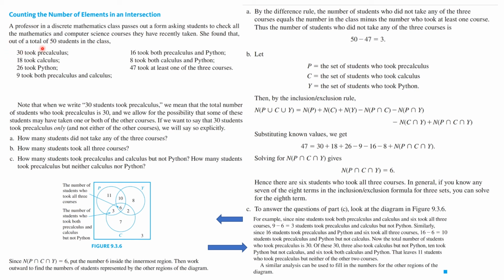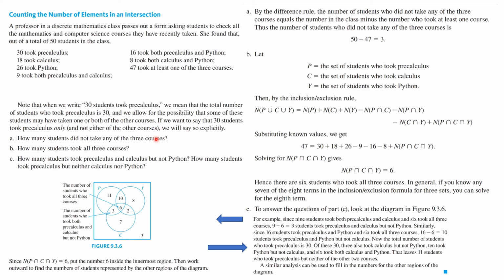She found out that out of a total of 50 students, 30 took pre-calculus, 18 took calculus, 26 took Python, 9 took both pre-calculus and calculus, 16 took both pre-calculus and Python, 8 took calculus and Python, and 47 took at least one of these 3 courses. Now we should note that when we write 30 students took pre-calculus, that means the total number of students who took pre-calculus is 30. We allow for the possibility that some of those students have taken one or both of the other courses. If we want to say that 30 students took pre-calculus only and did not take the other courses, we would say so explicitly.